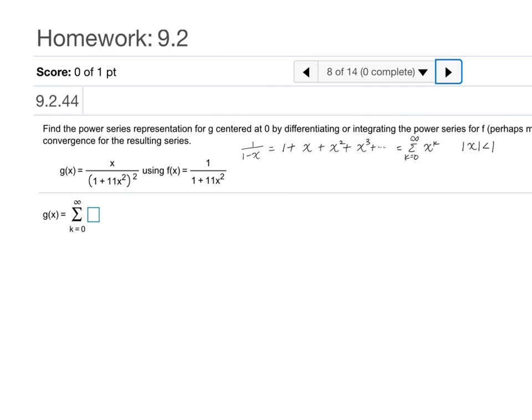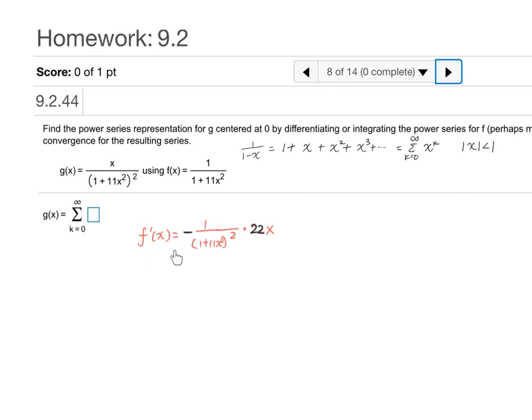It looks to me the derivative of F is very close to G, because what's the derivative of F? Think of this as 1 over U, right? So the derivative of 1 over U will be negative 1 over U squared. So you're going to have negative 1 over 11x squared quantity squared times the derivative of the inner, which is 22x. And if you compare this function with G, the only difference you see is the F prime has negative 22, and G doesn't have that constant.